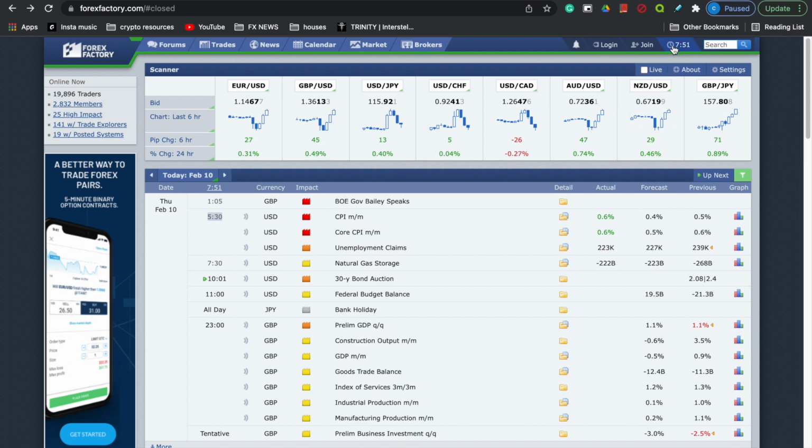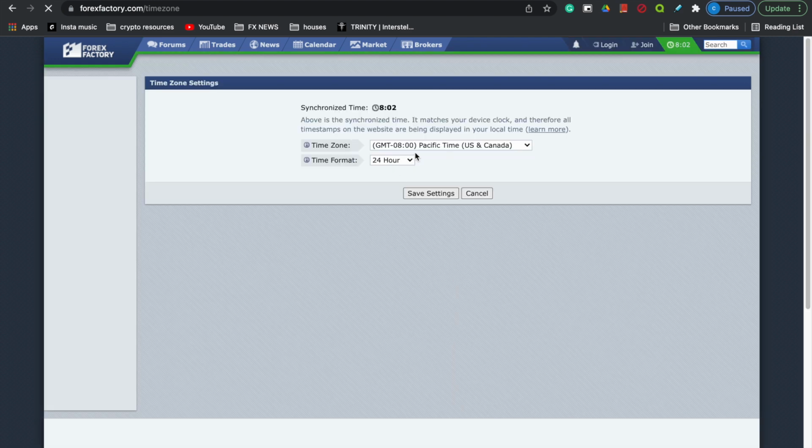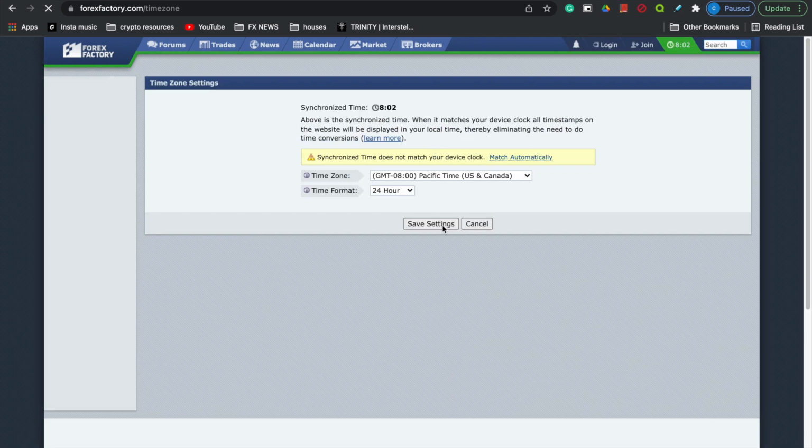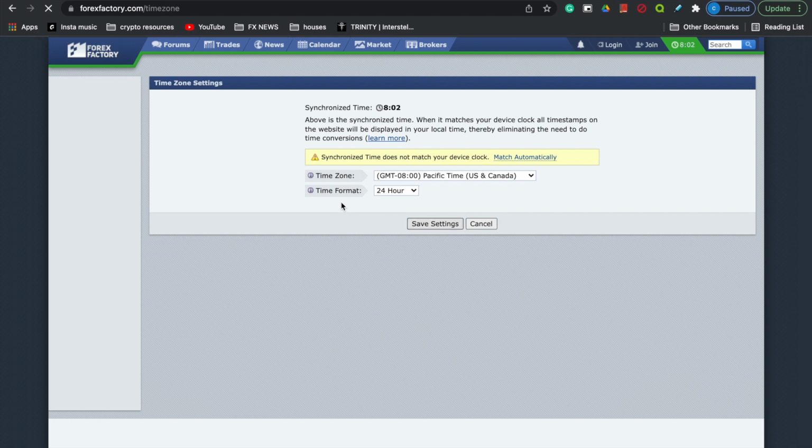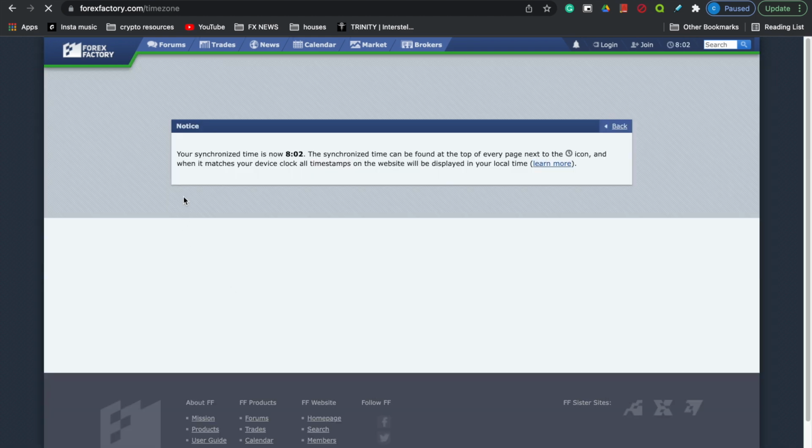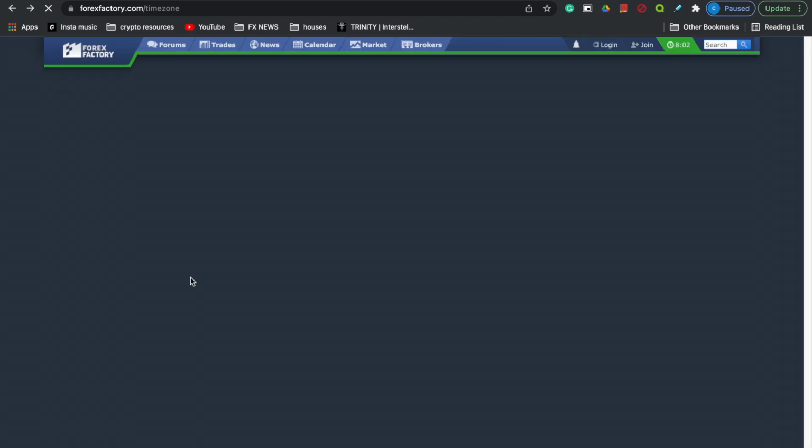I have my fundamental charts set to Pacific Standard Time. You guys can just click this little tiny button right here. This one up here will lead you to a time zone switch where you can change the time zone for yourself. I have mine set to Pacific Standard Time. You just save your settings and it'll change the fundamentals for you to tell you when they come out, whatever time frame that you're in.